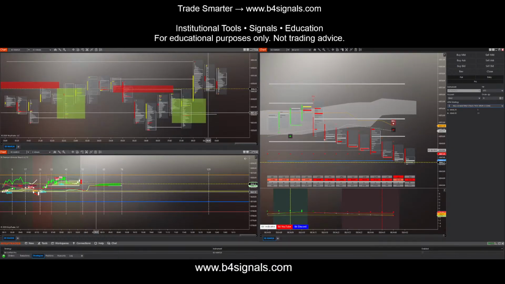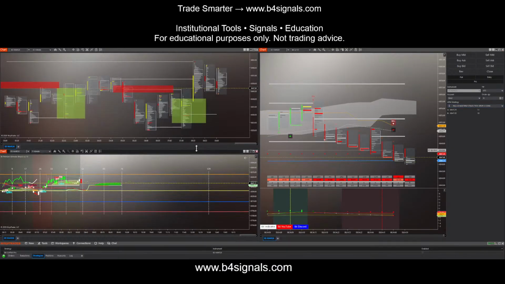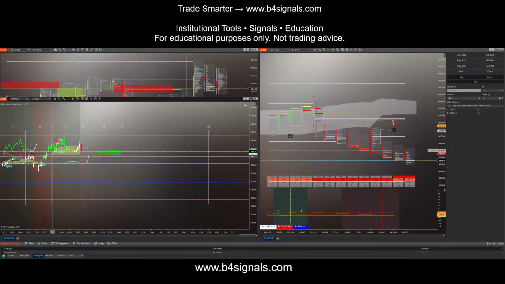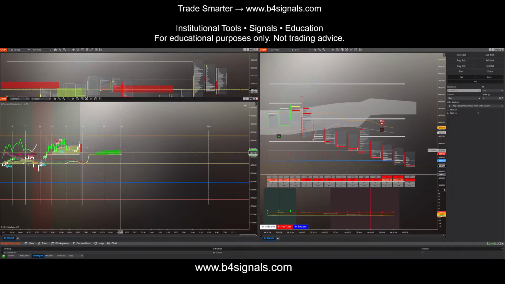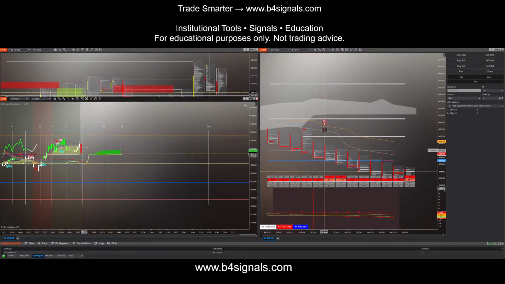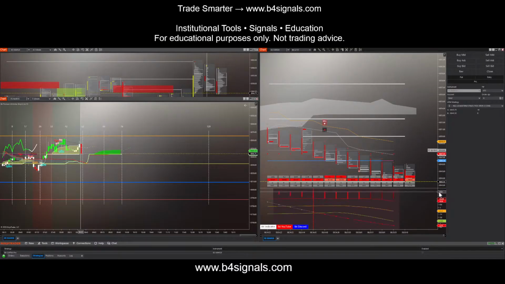Alright, going into Ichimoku. Overall, we're bullish. Above the cloud. Still above the Kijun here. Let's see if we're going to get a Kijun bounce. I don't know if we're going to get a Kijun bounce out of that. We still got some room here to the downside.